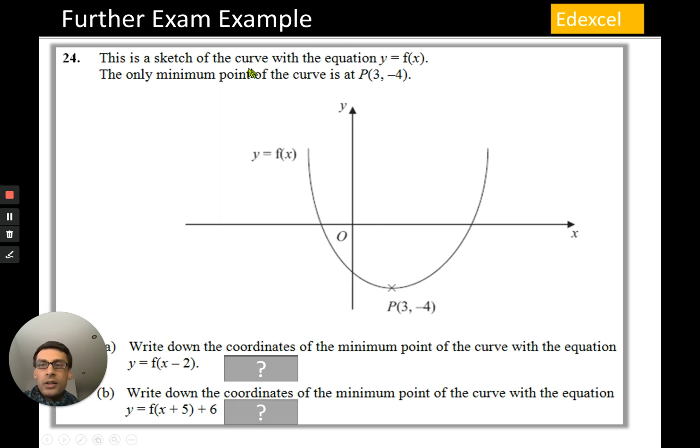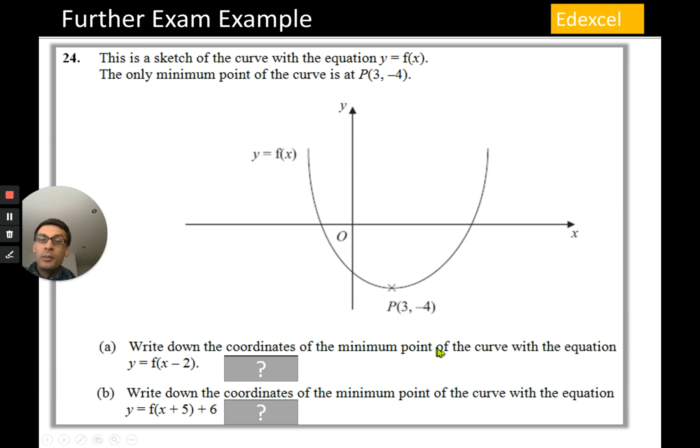Okay, another example here. So you can see that you're given a sketch with all the information. P is (3, -4). Write down the coordinates of the minimum point of the curve with the equation f of brackets x minus 2. Well, f of x is given here. Now x minus 2, that -2 is inside the bracket, so it changes the x value in the opposite way. So you add 2. So 3 plus 2 is 5. And the y value stays -4. And then just pause for a second and have a go at part B.